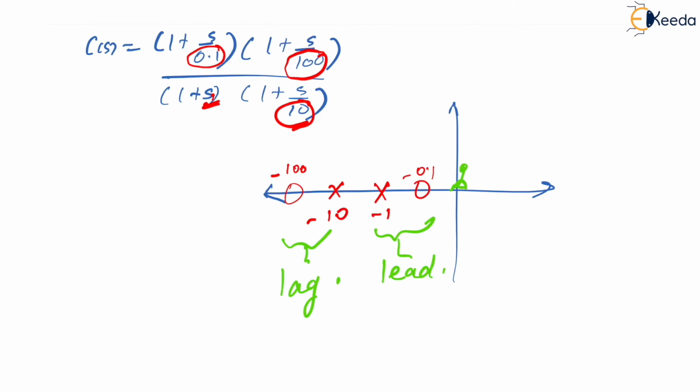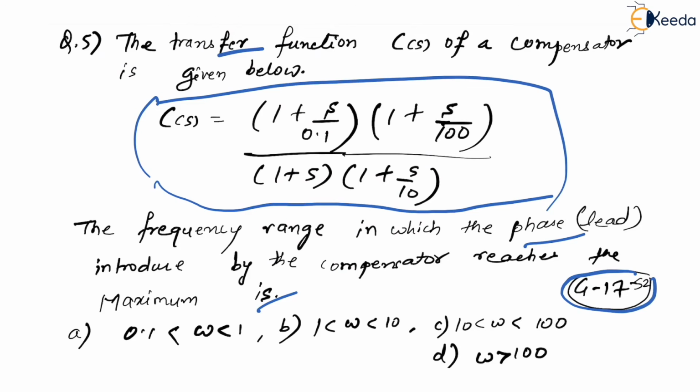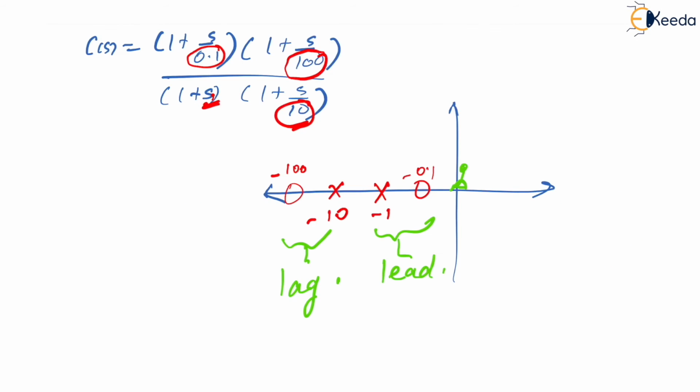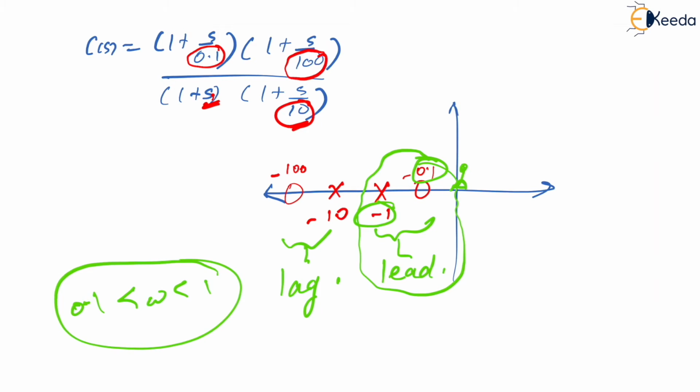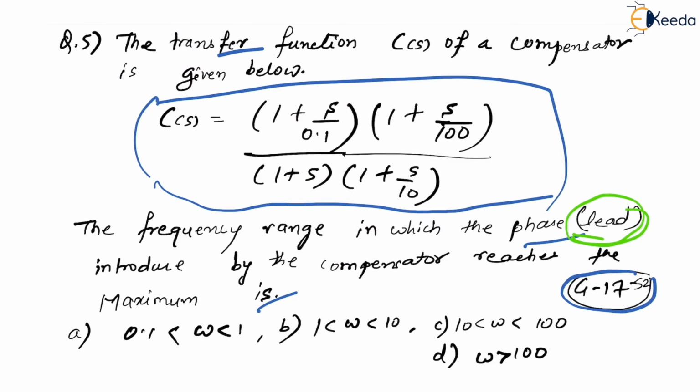Now, whenever we say that the frequency range in which the phase lead introduced by the compensator reaches the maximum, they are asking about lead, so it is definitely within the range of the lead compensator. What is that range? That range is between -1 and -0.1. So definitely for omega between 0.1 and 1, that is the answer, correct? Yes. So the answer is omega from 0.1 to 1. Option A is the answer. Now, let us see one more question.